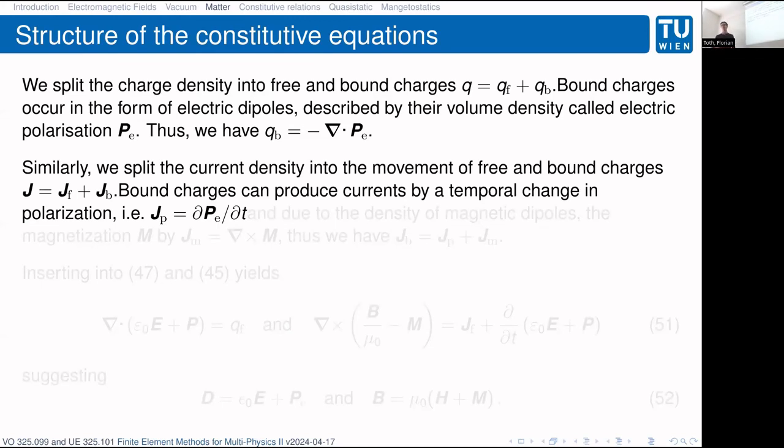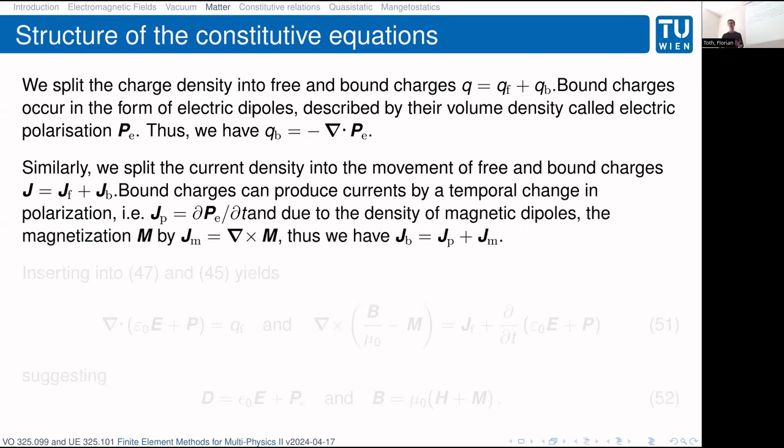Current density due to bound charges are, on the one hand, the polarization charges. So if you change polarization, of course, these bound charges move. That leads to a current or current density. So this is the time derivative of the polarization change. And the other source of bound charges that are in motion are described by the magnetization. So the magnetization current density, Jm, is defined as the curl of the magnetization.